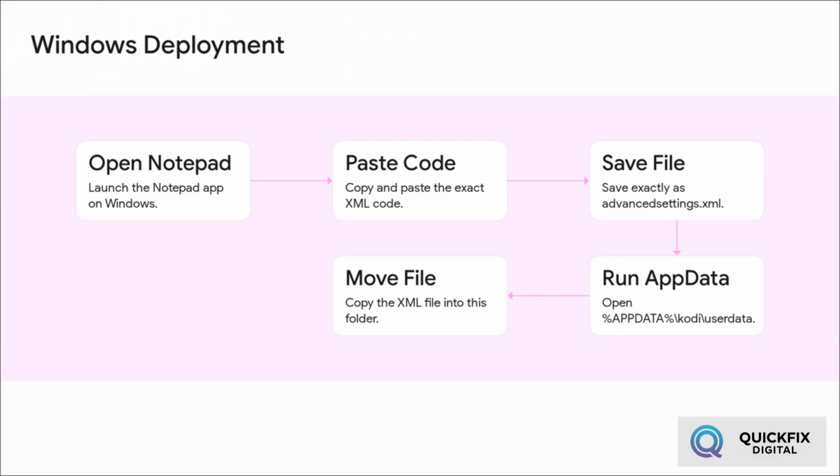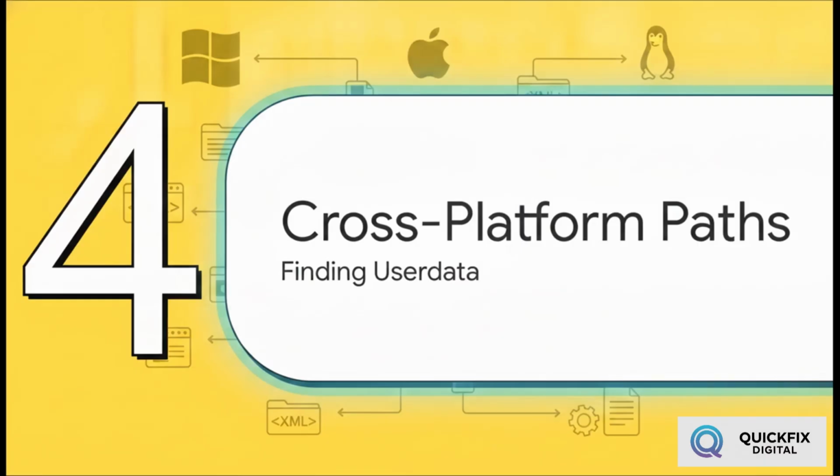Finally, step 5, just drag and drop that brand new XML file right into that userdata folder. That's it. The next time you boot up Kodi, it's going to read those new instructions and drastically boost your buffering capacity. Moving on to part 4, cross-platform paths.